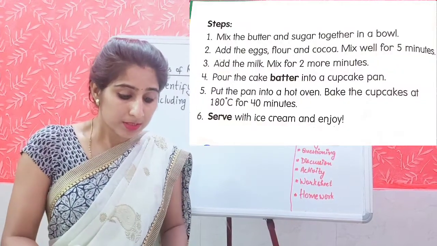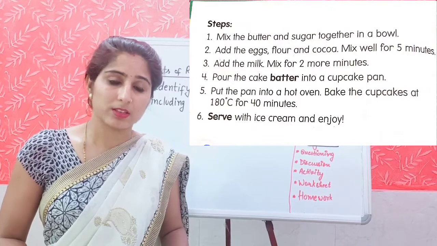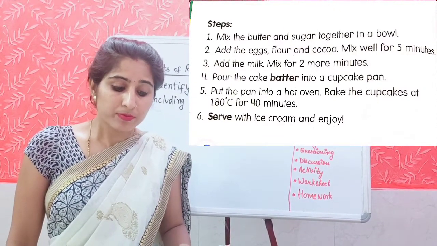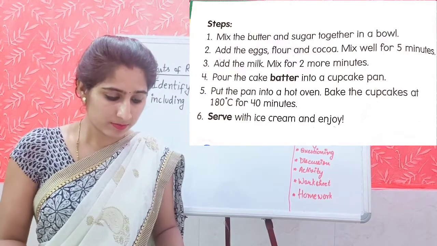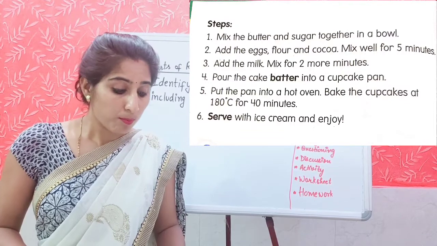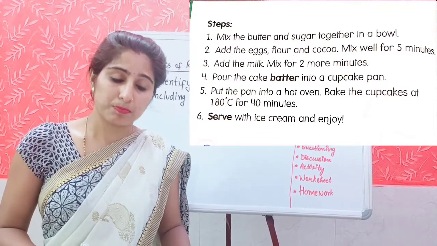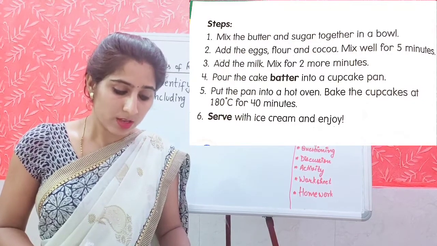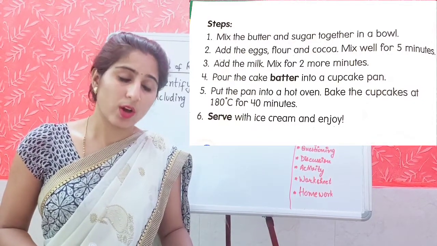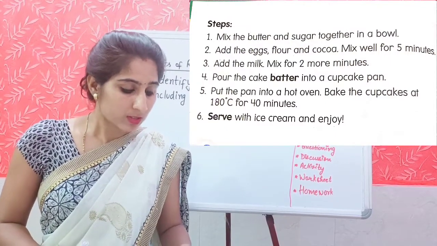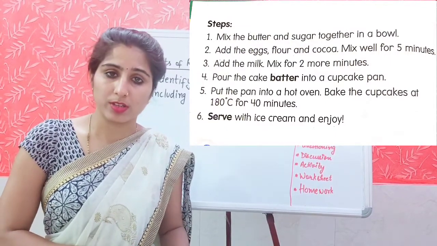Steps: mix the butter and sugar together in a bowl. Add the eggs, flour and cocoa. Mix well for 5 minutes. Add the milk. Mix for 2 more minutes. Pour the cake batter into a cupcake pan. Put the pan into a hot oven. Bake the cupcakes at 180 degrees Celsius for 40 minutes. Serve with ice cream and enjoy.